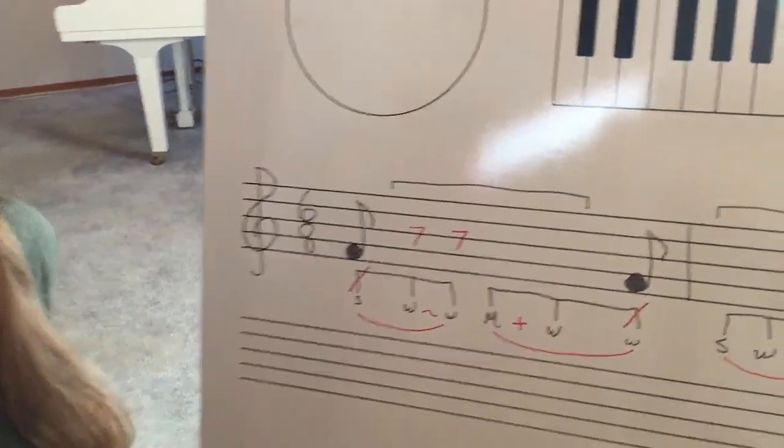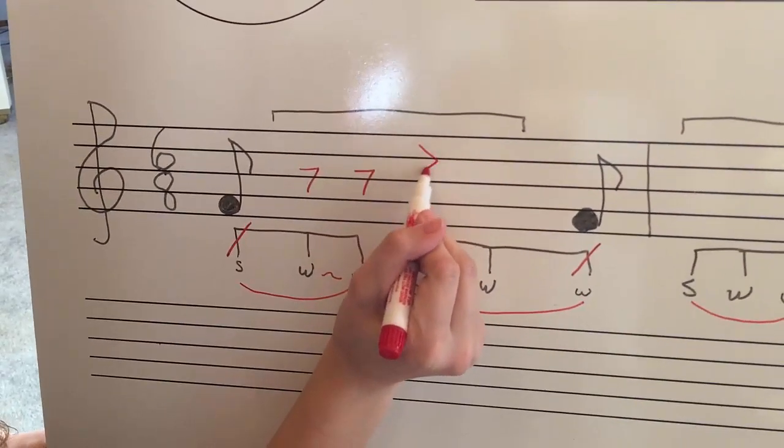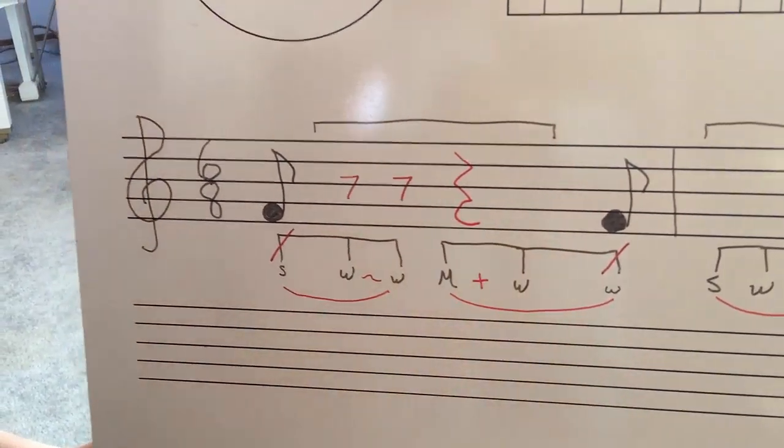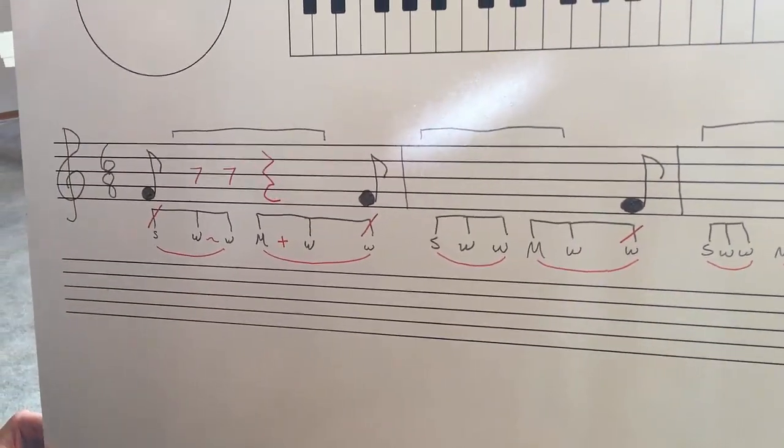Excellent. And now what kind of rest will you put up there, Cassidy? A quarter rest. Okay, let's go ahead and put that in there. Beautiful. Okay, next measure. So let's go ahead and cross off what you have. Oh, you did already. Okay, 8th note.